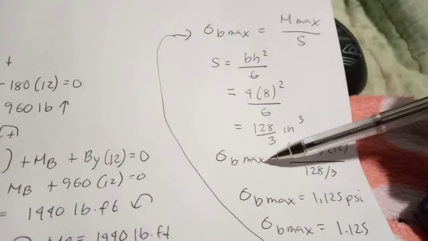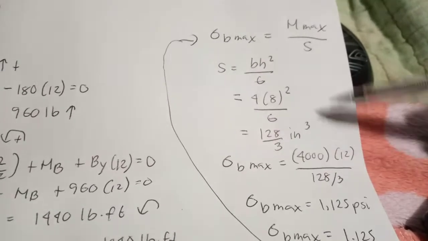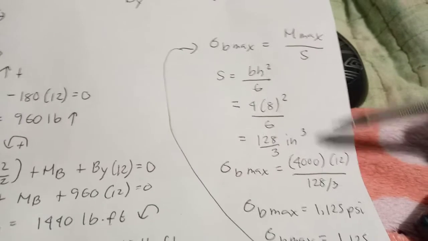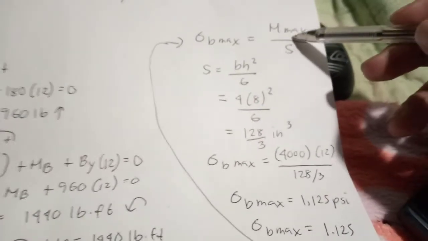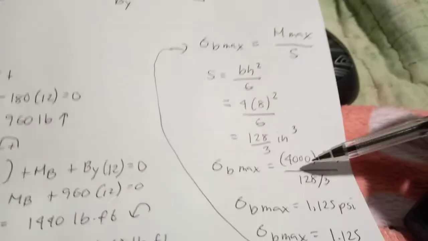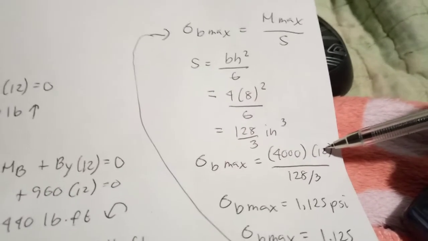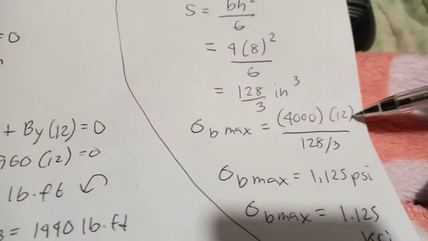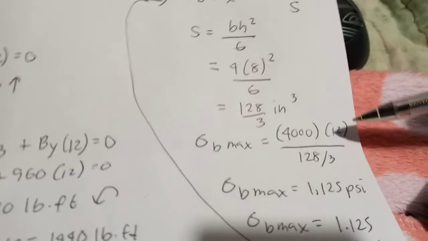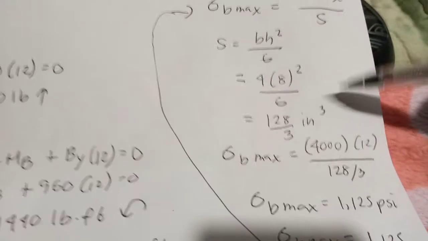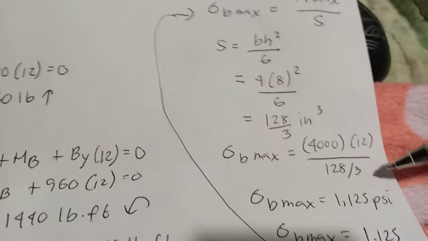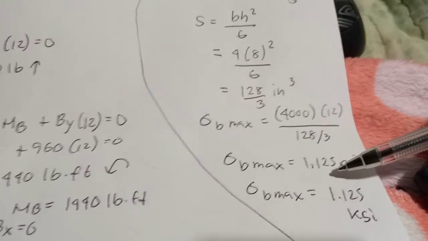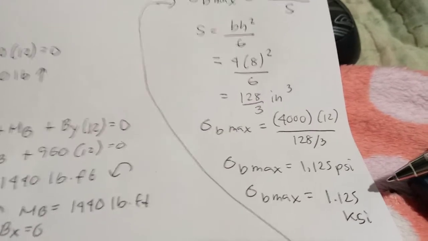And then you get the maximum bending stress equivalent to M max over S. Your M max is equivalent to 4,000 pound-feet. I multiplied it by 12 inches per 1 foot, so that the 4,000 times 12 will become pound-inch, because your S is in inches. So what we got here is 4,000 times 12 over 128 over 3. So we got the maximum bending stress equivalent to 1,125 psi.